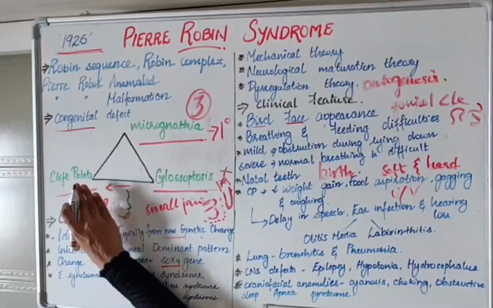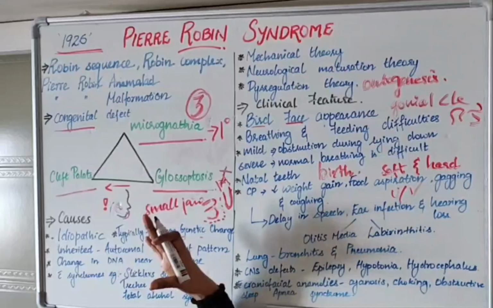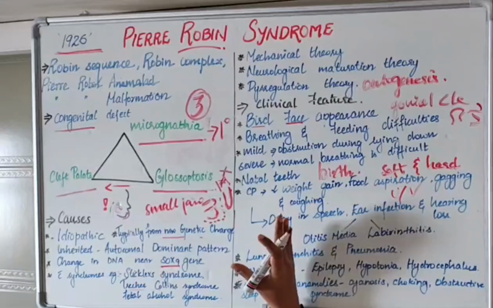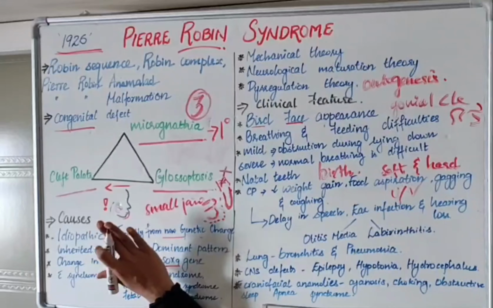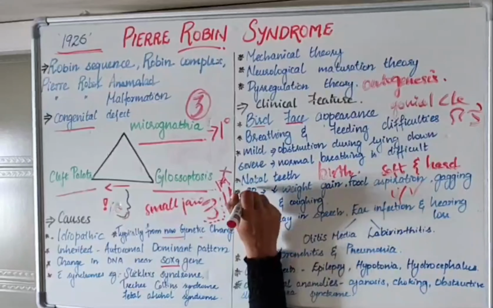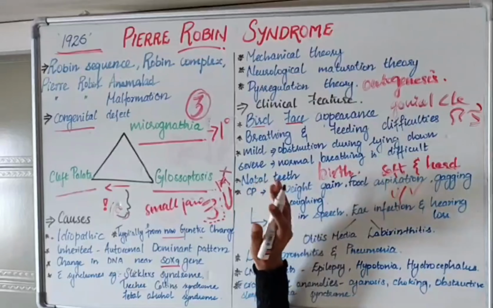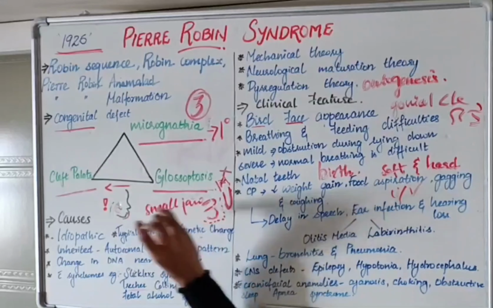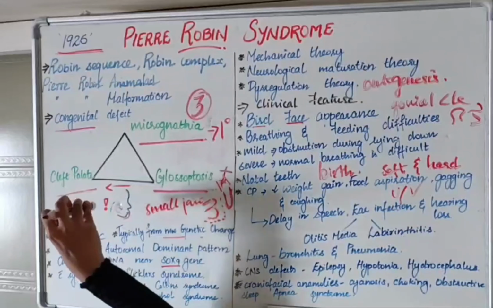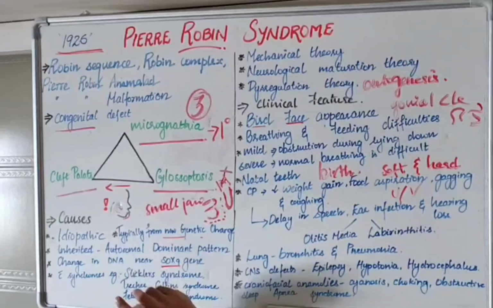Then due to cleft palate, you can have improper nutrition, no proper weight gain, frequent gagging, coughing, and also food aspiration. When it's most severe, it can also cause ear infections, hearing loss, and speech delay in the child. In some children, we can also see presence of teeth at the time of birth. The cleft palate involves the soft palate and hard palate, and the cleft will be either U-shaped or V-shaped.